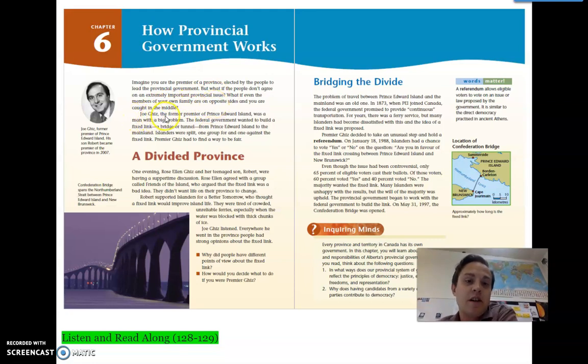Joe Ghiz, the former premier of Prince Edward Island, was a man with a big problem. The federal government wanted to build a fixed link, a bridge or tunnel from Prince Edward Island to the mainland. Islanders were split, one group for and one against a fixed link. Premier Ghiz had to find a way to be fair.